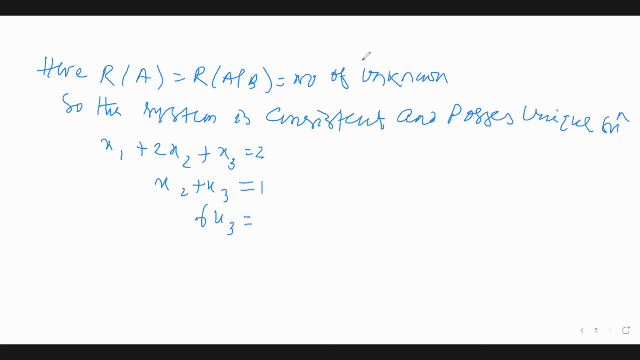अभी बैक ट्रैक करो, पीछे से चलो. x3 का वैल्यू क्या मिला. 1. x2 का वैल्यू क्या मिला. 0. x1 का वैल्यू क्या मिला. 1. That is the unique solution. Any doubt. No, sir.